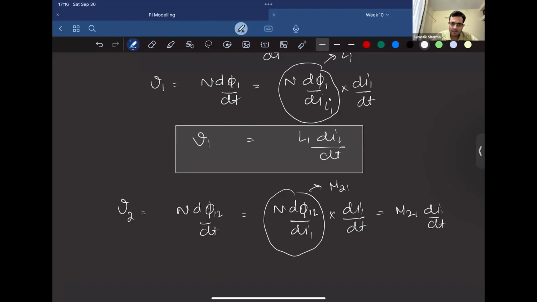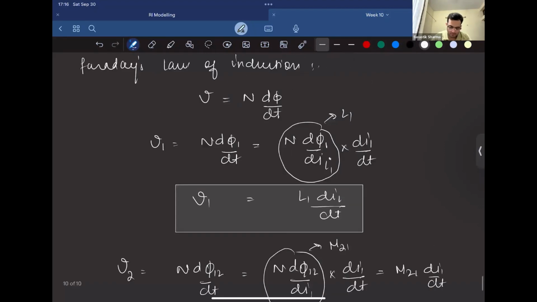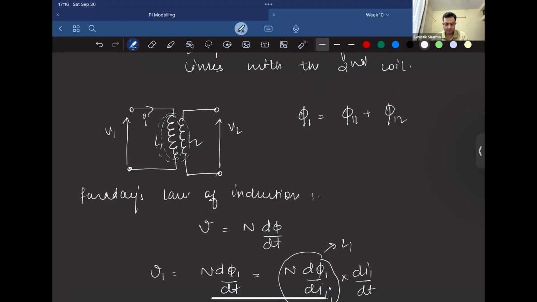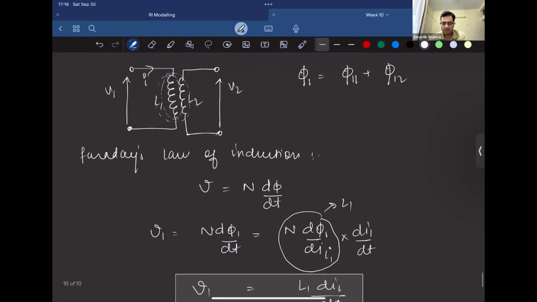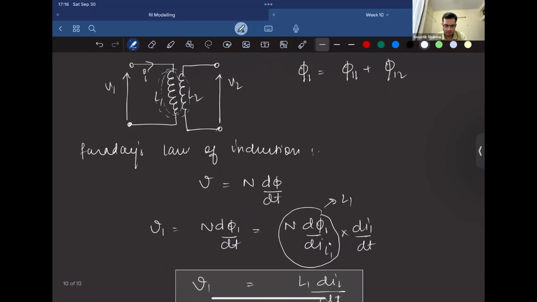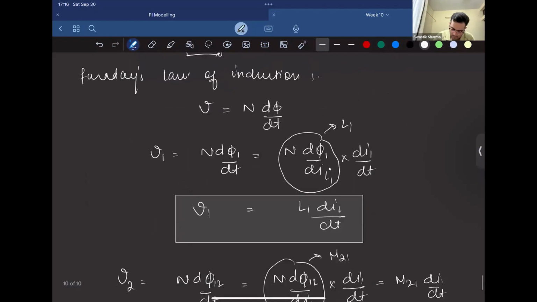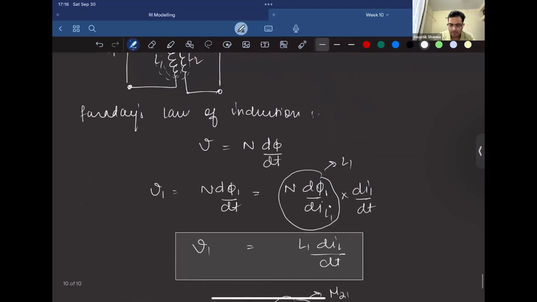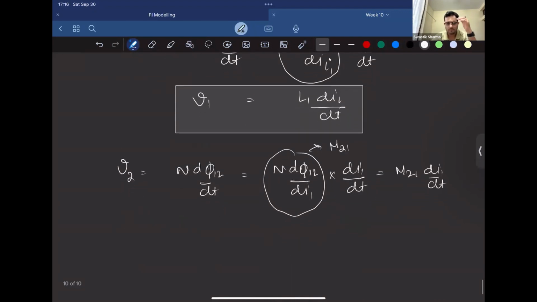Right. So that's how this concept of mutual inductance comes into the picture. If there is a current carrying conductor placed in close proximity to another inductor, it links the other coil and it produces this M21 inductance.